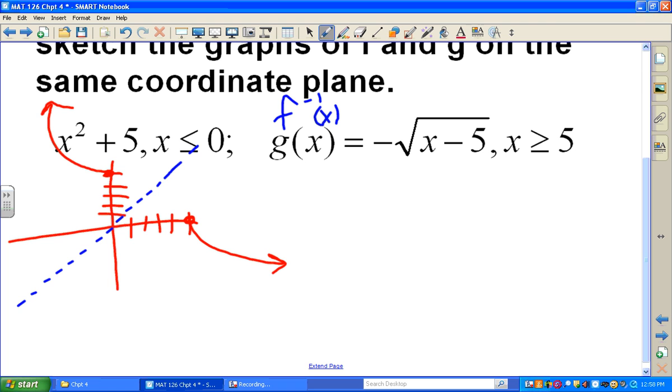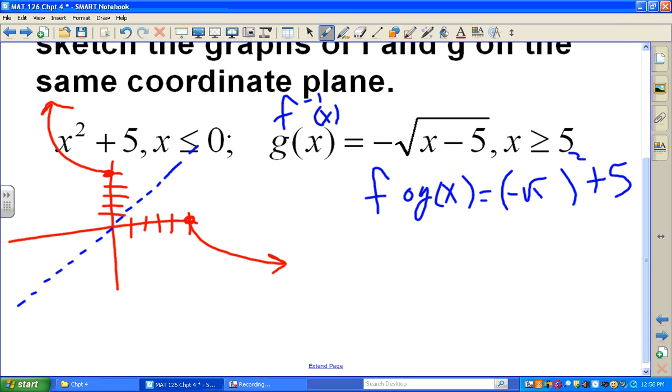All right, there's f, there's g. So let's do this one. F of g of x first. So that equals something squared plus 5. Correct? What's wrong? Obviously doing something. Negative square root of x minus 5. What happens when you square that? What do you get?